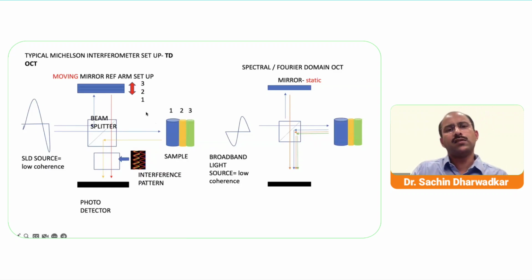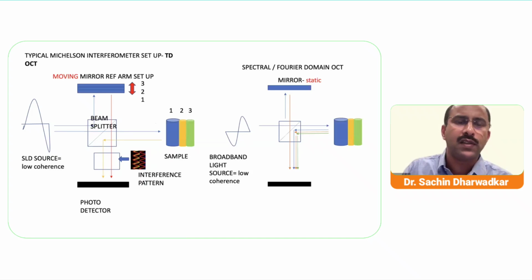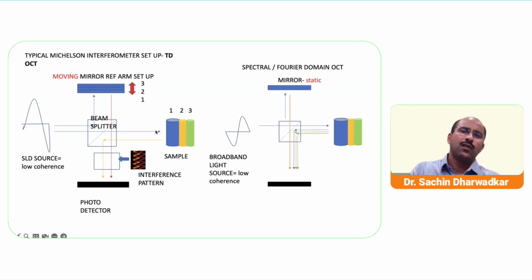As far as the historical time domain technology is concerned, I call it historical because it's sparingly used. You don't see a time domain machine nowadays. It consisted basically of a moving mirror, which was the reference arm, and by moving the mirror, you used to scan the different depths of the sample arm. Now, the limiting factor here was the speed of movement of the mirror, and that's why the scanning speed of the machine was usually less.